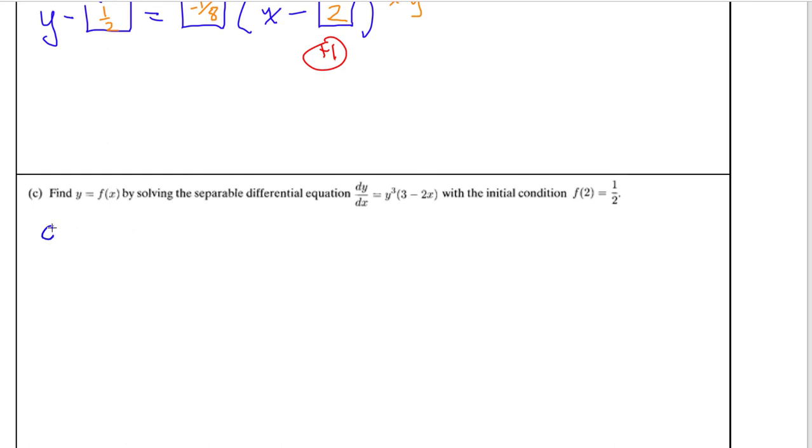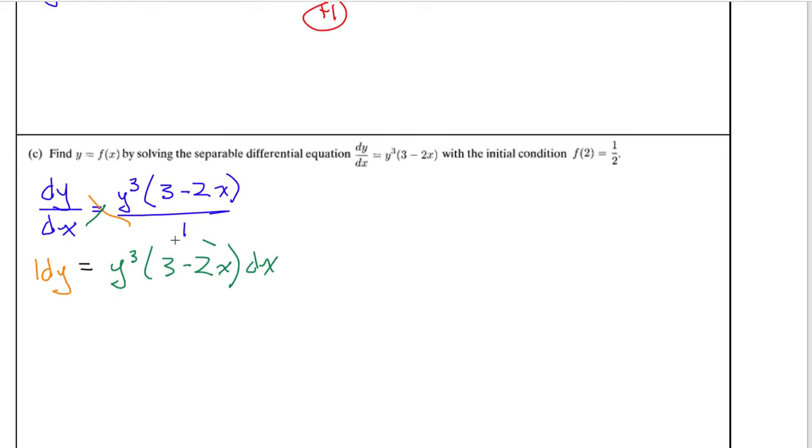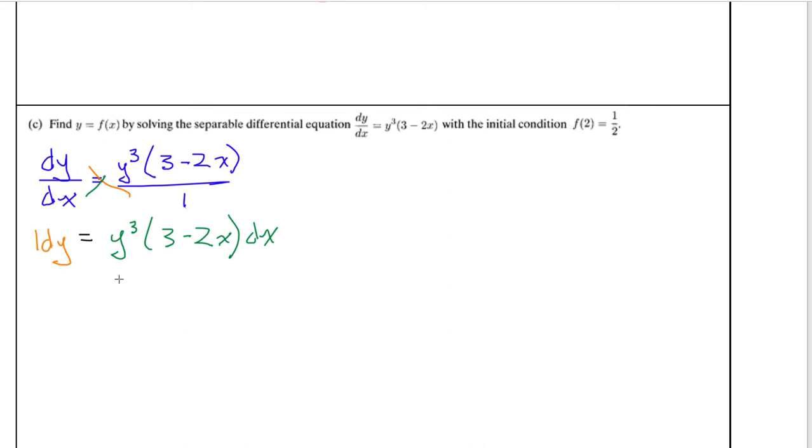So I'm going to treat this as a fraction. dy/dx is equal to y to the power of 3 times the quantity 3 minus 2x, all of that over 1. Then cross multiply. I get 1 dy in yellow. In green, I cross multiply the other way, and I get y to the power of 3 times the quantity 3 minus 2x, times dx. Right now our x's are matching up, but the y's are being mixed over, so I have to divide both sides by y to the power of 3, and I get, let's do this in black, there it is.